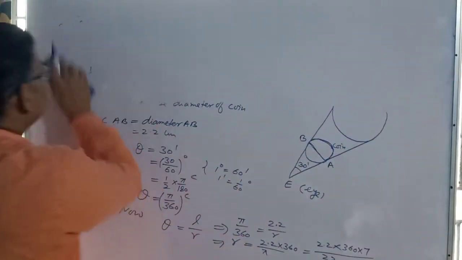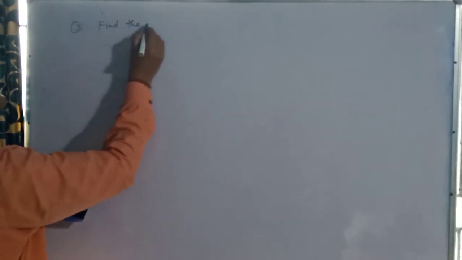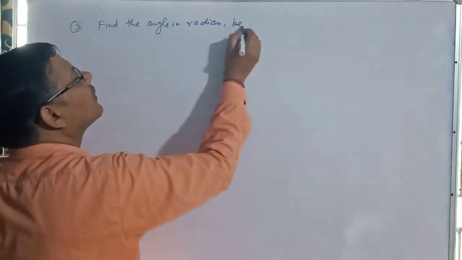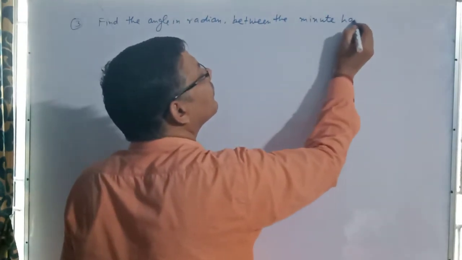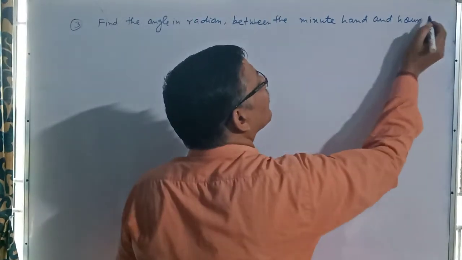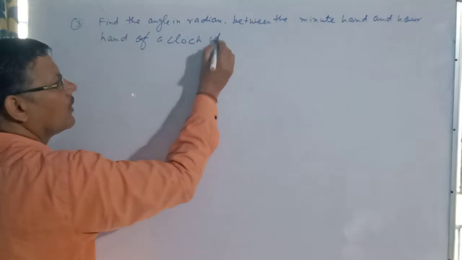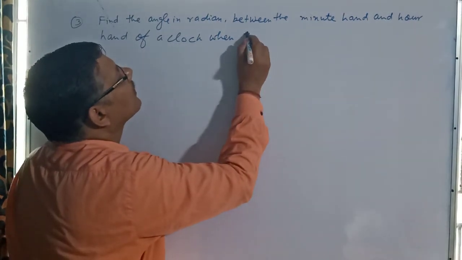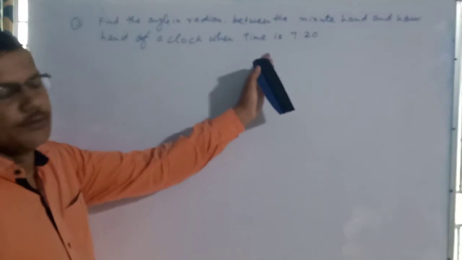Now the next question is: find the angle in radian between the minute hand and hour hand of a clock when the time is 7:20. Any time we may take, so just take 7:20.